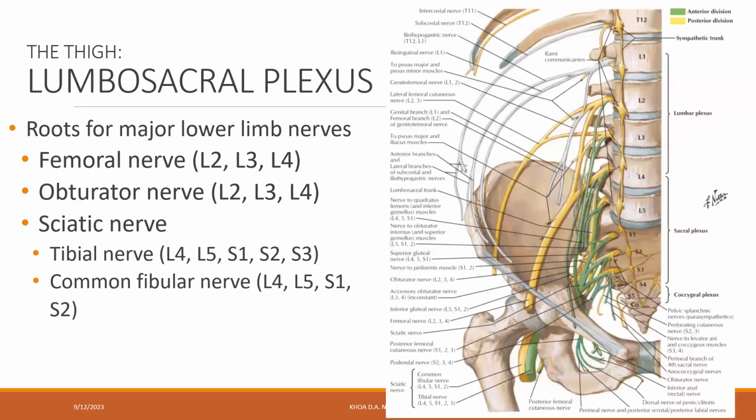All right. So remember, guys, for the lumbosacral plexus, what do you learn? Do you draw them out? No, you don't. You learn the roots. Femoral nerve, L2, L3, L4. Obturator nerve, L2, L3, L4. Sciatic nerve, it's going to have the tibial nerve and common fibular nerve. The tibial nerve is going to be L4, L5, S1, 2, 3. And the common fibular nerve is going to be L4, L5, S1, S2. As long as you understand all of this, then you should be golden going forward.